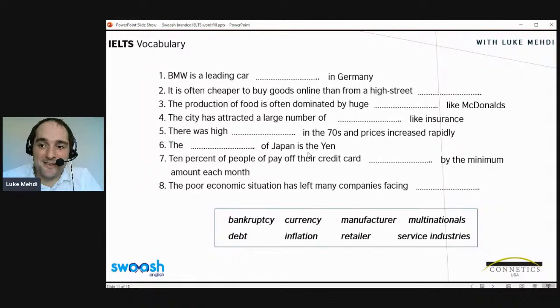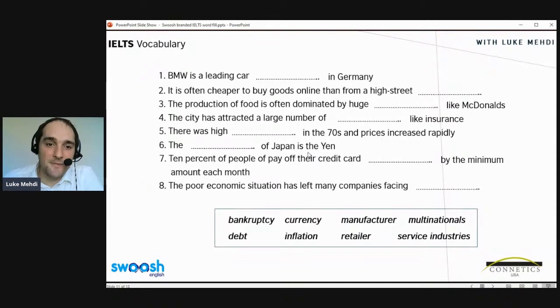Oh, Mohammed's doing really well here. Yeah, good, Anna. Really good. From a high street, what? High street. Some kind of shop. Oh, yeah. Michael and Anna, really good for number 1. Yeah, well done, Cams. Very good. So we've got a few answers for number 2 now. It is often cheaper to buy goods online than from a high street retailer.